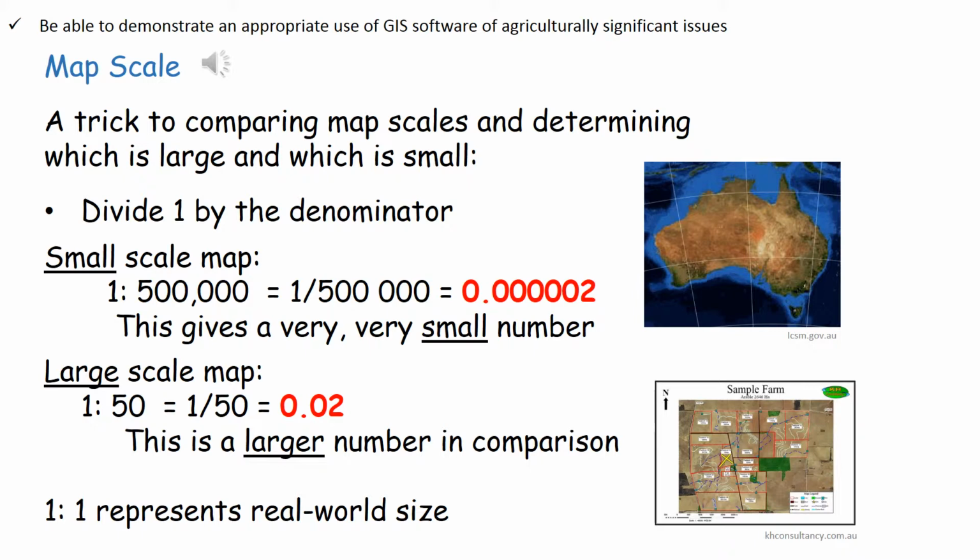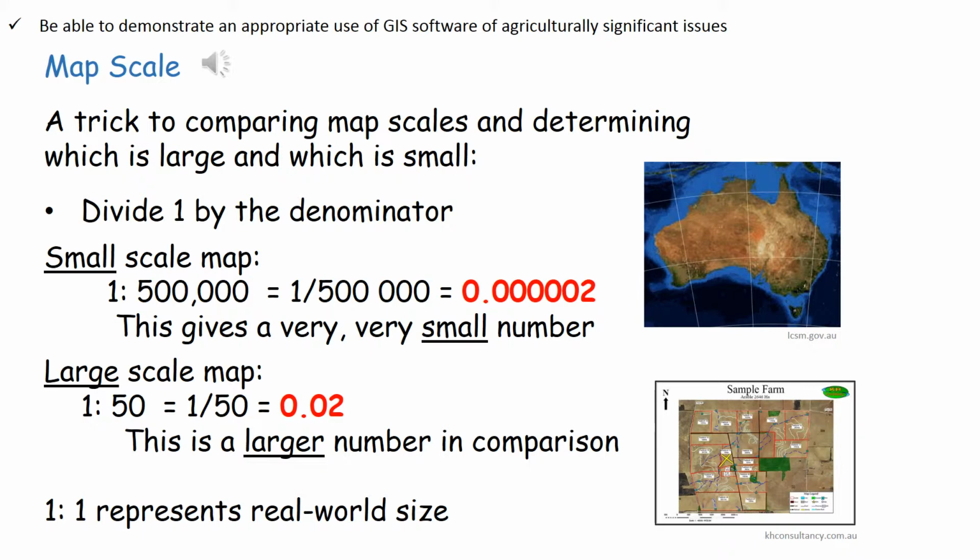Now, one way to remember this is that in a ratio, if you have 1 to 500,000 and you divide that ratio, 1 divided by 500,000, this would produce a very, very small number. On a larger scale map, the number on the right-hand side of the ratio is typically smaller than that on a small scale map. So 1 to 50: 1 divided by 50 gives you 0.02.